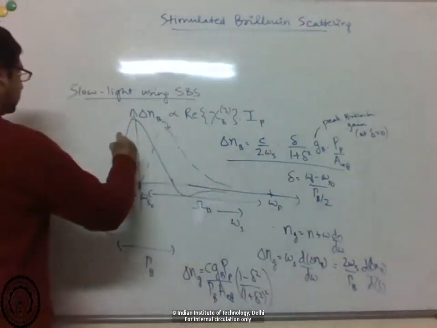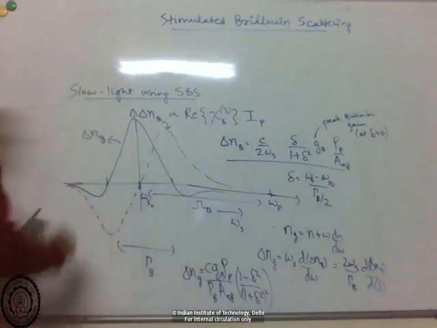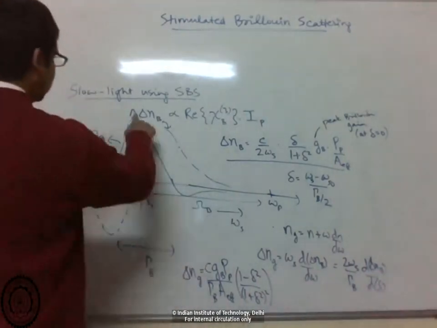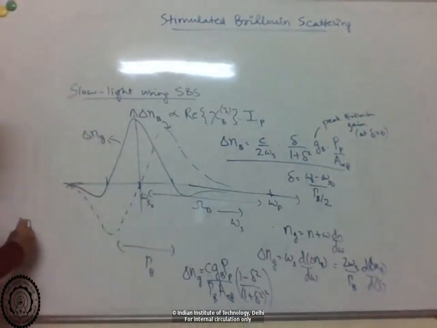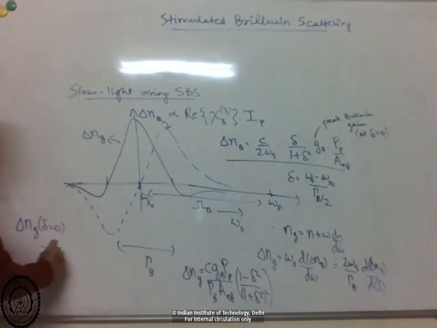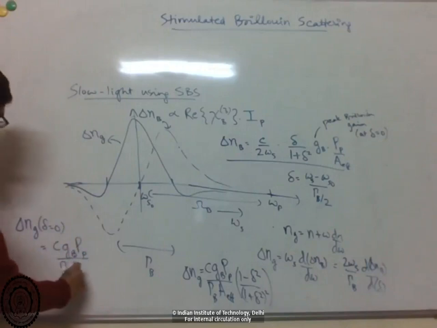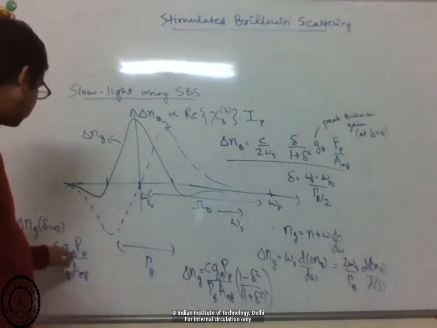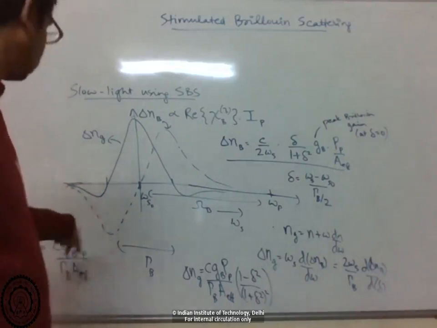So this is delta NB and this is... okay. So the delta NG at center, at delta equal to 0, is given by this. It goes as the Brillouin gain factor times the pump power divided by Brillouin line width and effective area. Right. So basically the same expression as for Raman. We had Raman gain here and Raman line width here.